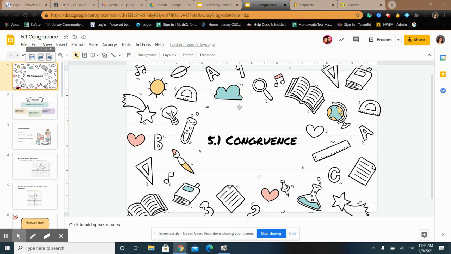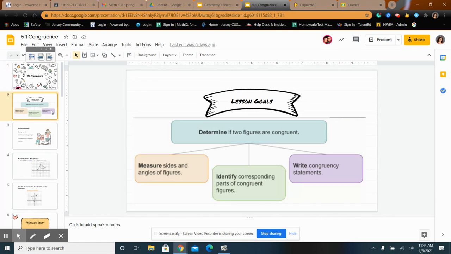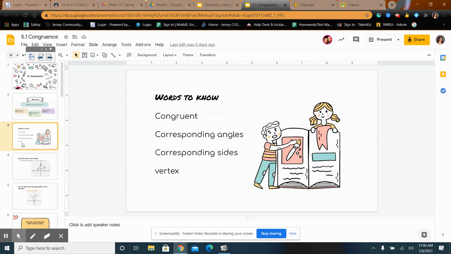Hi guys, we're going to talk about congruence today. This is the first section of the new semester. So let's see what we're going to do here. We're going to determine if two figures are congruent. And we're going to do that by measuring sides and angles, identify these things called corresponding parts, and then we're going to write some congruency statements. And that's actually my favorite thing. So you're going to enjoy that.